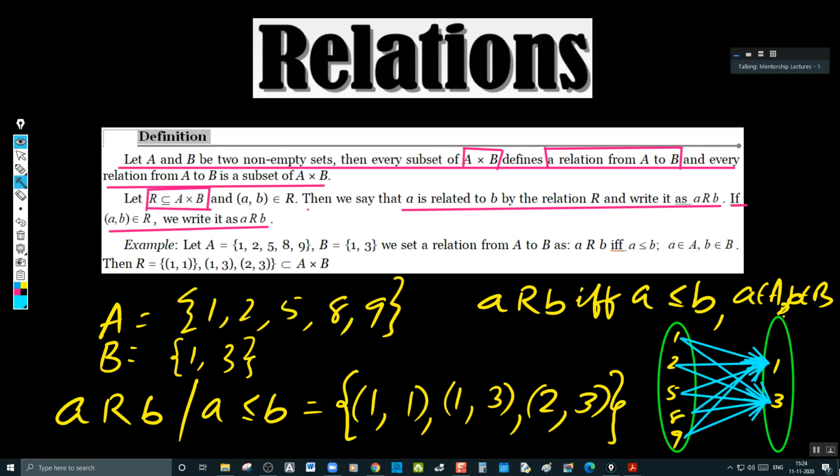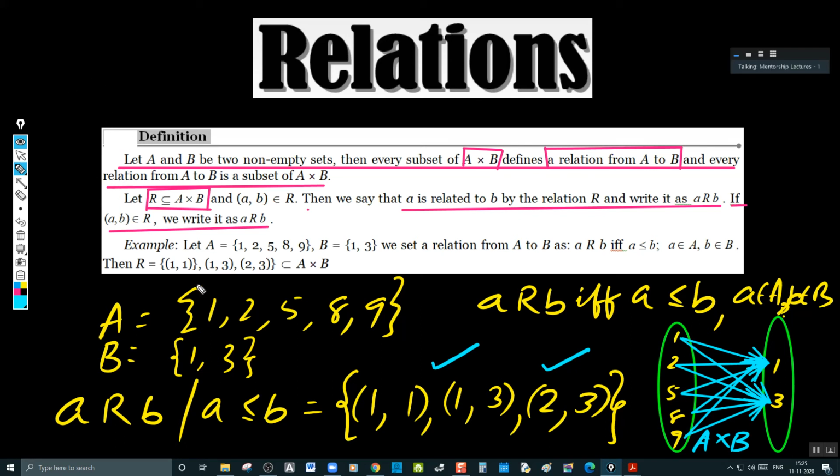Now you tell me whether this ARB, I'm talking about this, is a part of this cross product or not. Yes, sir, it is. So any subset of A cross B is nothing but the relation. You can have this. This is 1,1 related, 1,3 related, 2,3 also related. So it is a subset of it. That's what the meaning of the subset, and a relation is a subset of cross product.